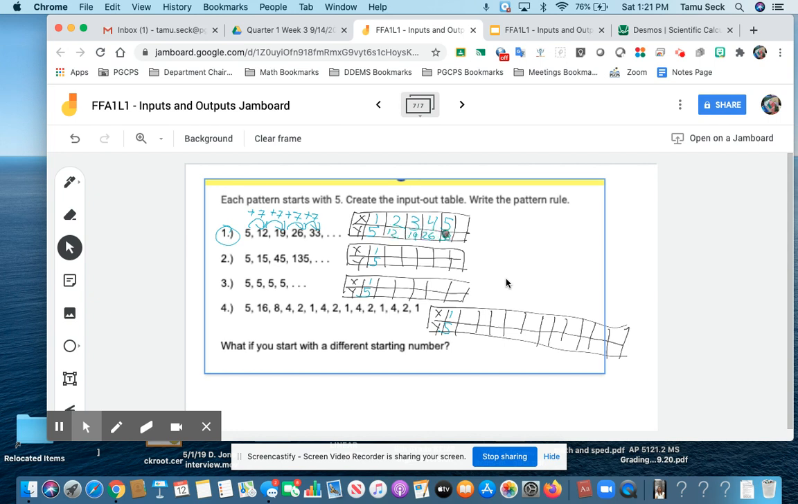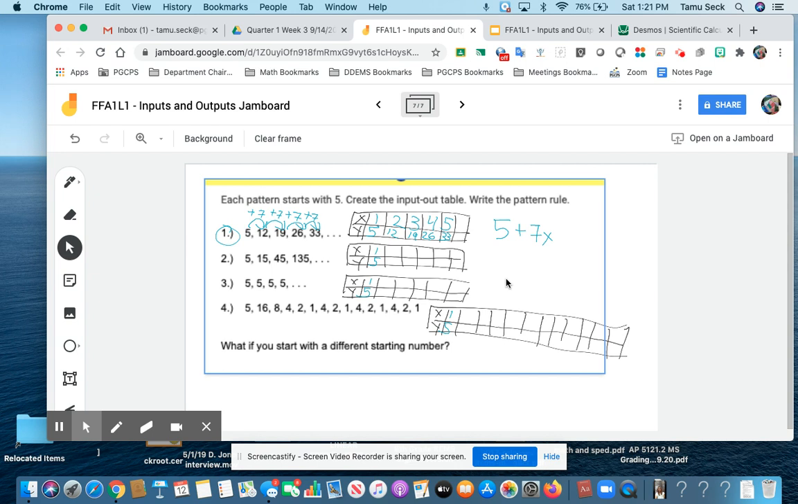So this is how you create an input-output table. You have the first, second, third, fourth, and fifth term, and then you put the value for each term. So what is the pattern rule? Well, the pattern starts with 5, and then it increases by 7 every time.